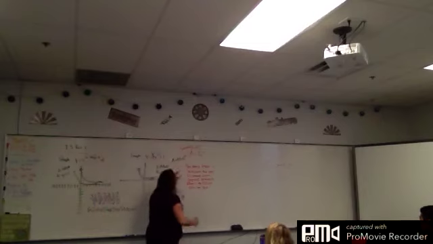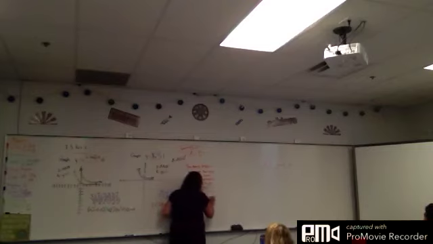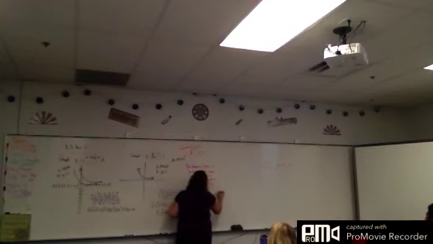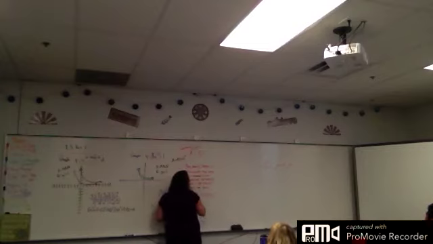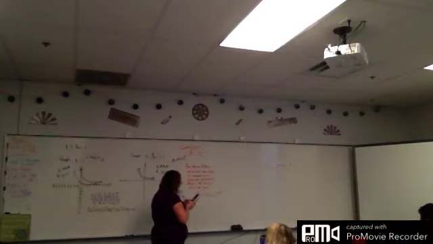You do A equals 4,000 times e, and then your 0.06, and what's my time? 1. Can you solve that? Yeah, because it's all calculator work. 4,000 times e to the 0.06, right?